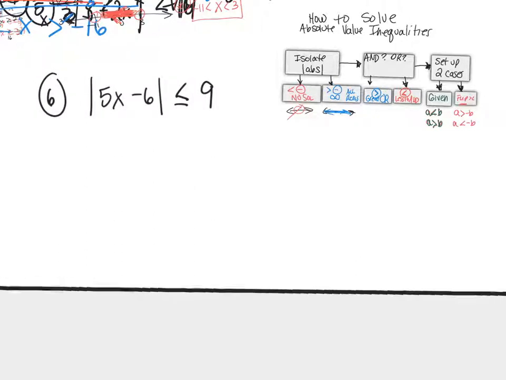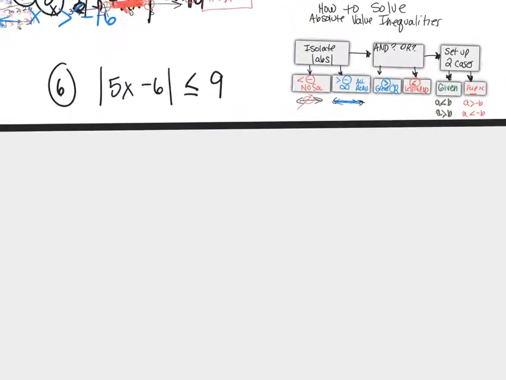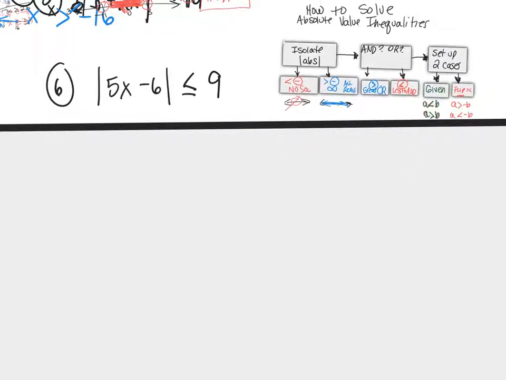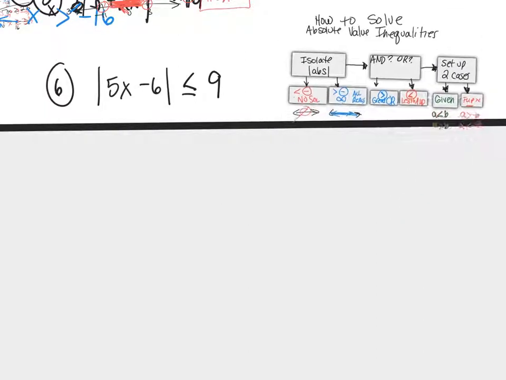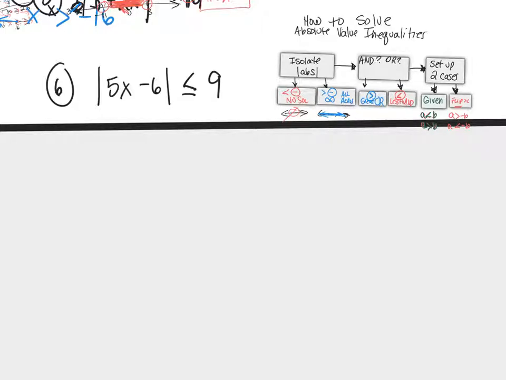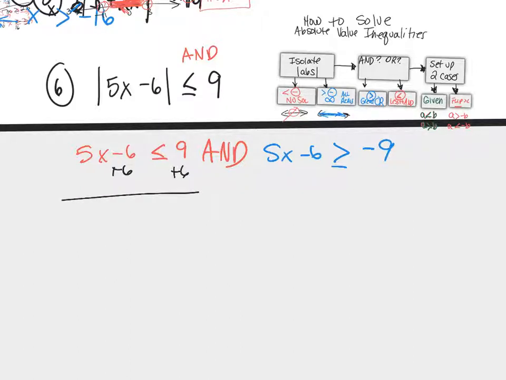Number 6 is also an absolute value inequality, so make sure that you remember your steps. Isolate it, it's already done. Is it an and or an or? Less than, so it's an and, and then two cases. Case 1, less than or equal to 9, and case 2, greater than or equal to negative 9. Solve each, add 6, add 6. 5x is less than or equal to 15. Divide by 5, we get x is less than or equal to 3.